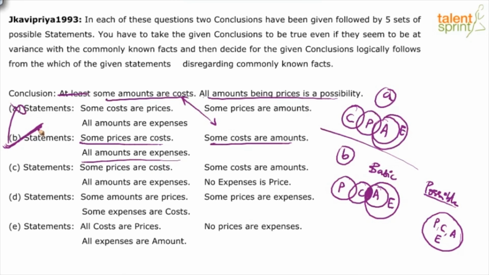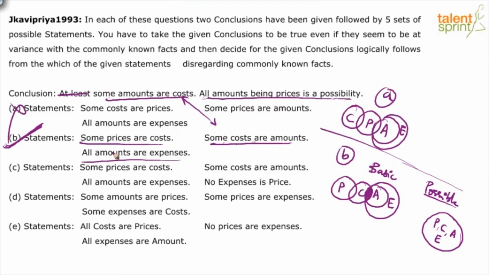Here again, if you have understood the logic that I've talked about, you need not draw the diagrams. For the first conclusion, there is a direct statement given to us: some costs are amounts, so definitely some amounts are costs. No need to draw the diagram for that. The second conclusion is a possibility type, and a positive possibility type. Like I've mentioned, if all the statements are positive type, then any positive possibility is correct.